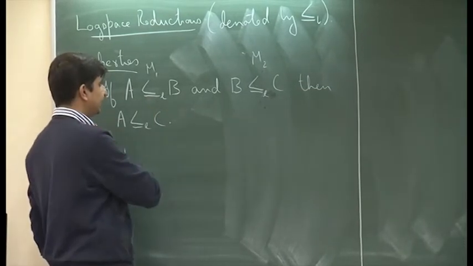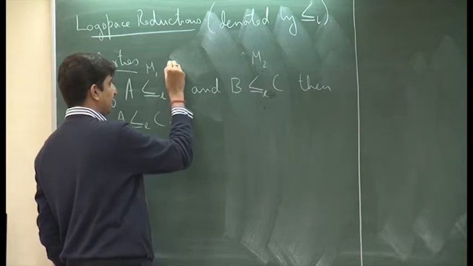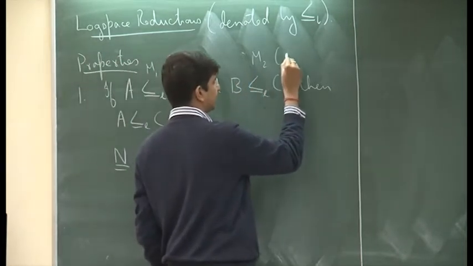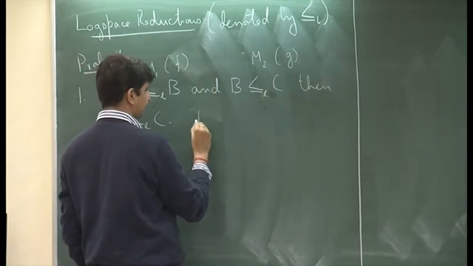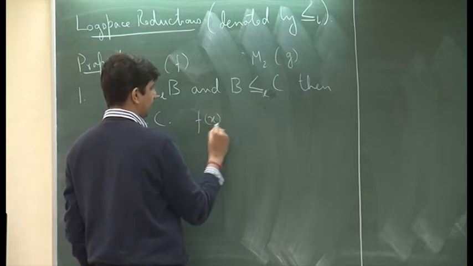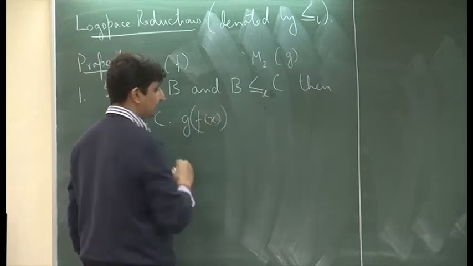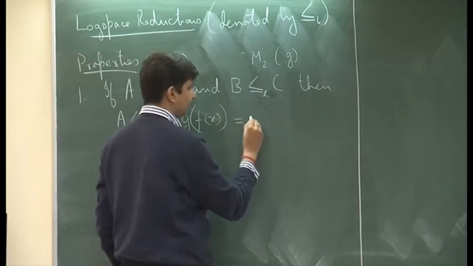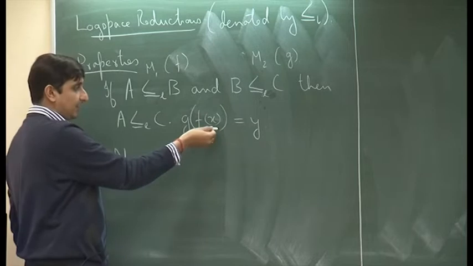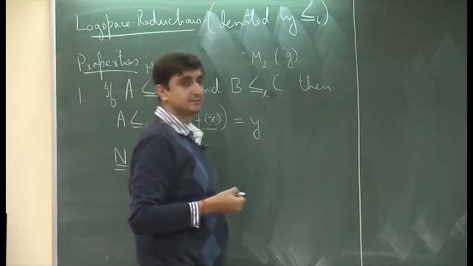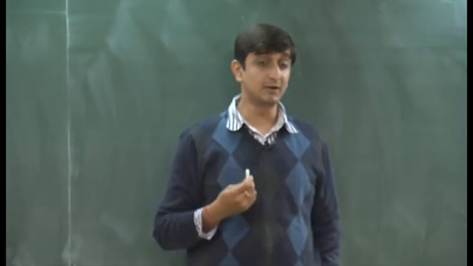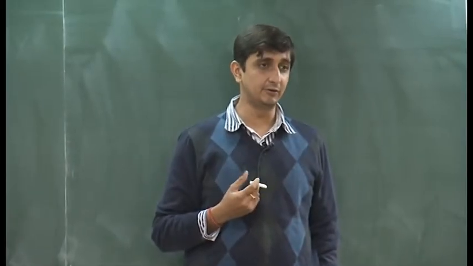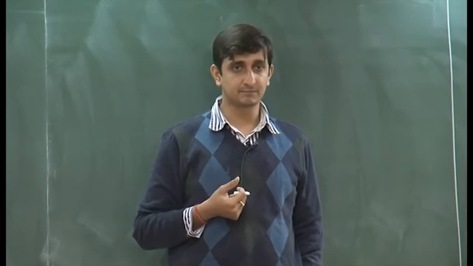Suppose this reduction computes the function f and this computes the function g. So, what we want to compute is g applied on f of x. This is our y. We do not explicitly have f of x. So, I just cannot simulate M2, and if I try to just write down f of x, that will create a problem, because where do I store it? f of x is not guaranteed to be bounded by log space.